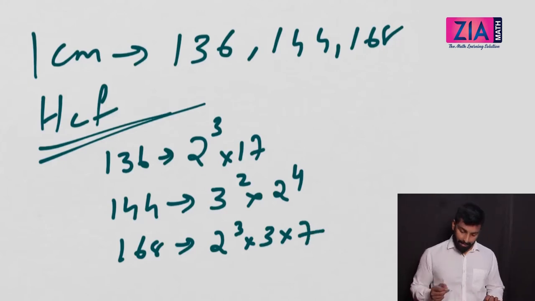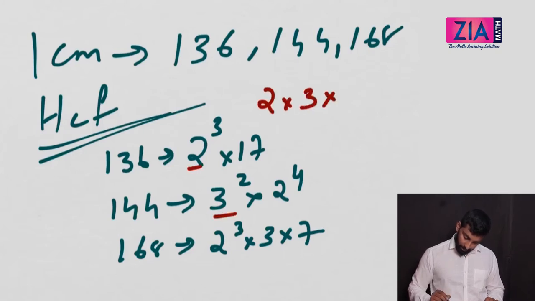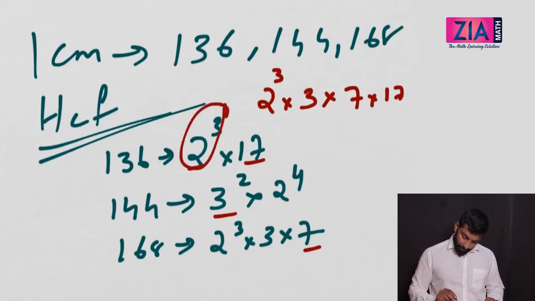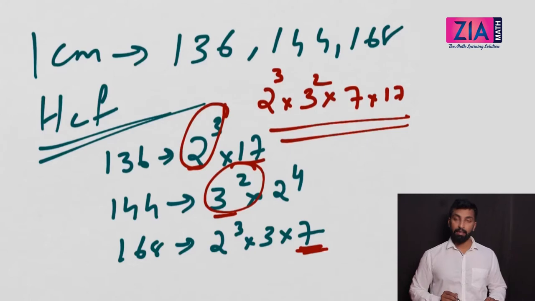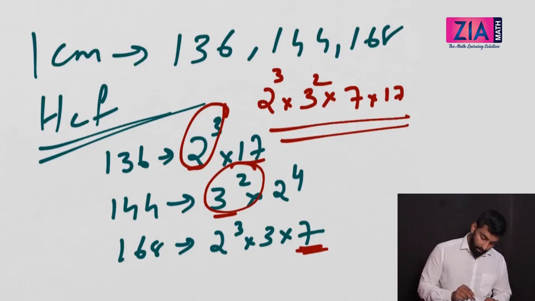Now, how to get the LCM? You will take all the numbers which are involved. 2 is there, 3 is there, 7 is there, then 17 is there, right? With the highest power. So, what is the highest power of 2? Highest power of 2 you can see as 3. Highest power of 3 you can see as 2. Highest power of 7 is 1 and 17 is 1. So, this is your LCM.